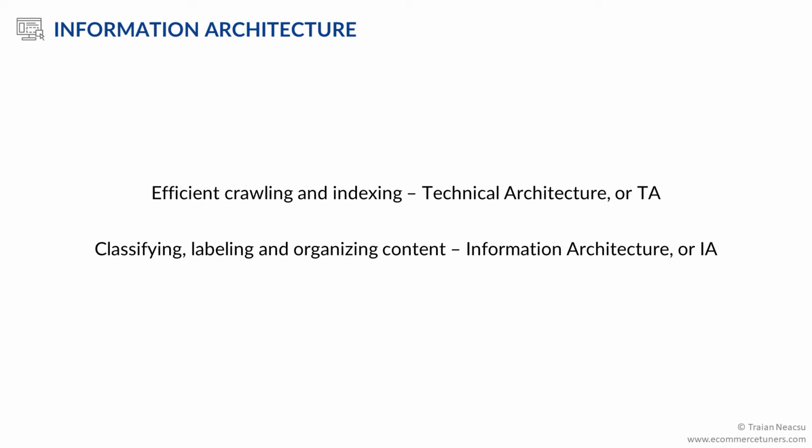There are two concepts you should be aware of regarding site architecture. The first one is efficient crawling and indexing. This is referred to as the technical architecture or TA. The second one is classifying, labeling, and organizing content. This is referred to as information architecture or IA. A good understanding of these two concepts will help you build search engine optimized websites that are search engine and user friendly.